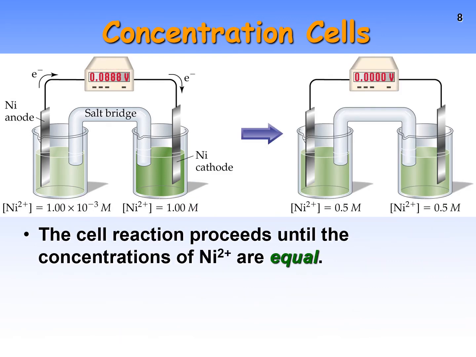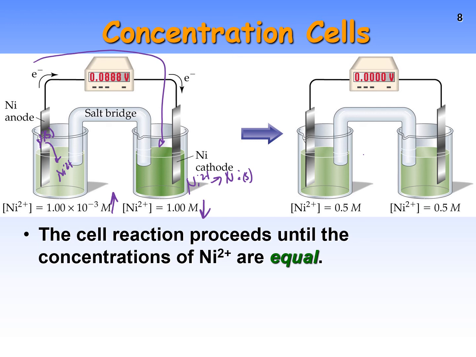So let's look at another scenario. Eventually what's going to happen is, as these electrons move into the cell, the nickel 2+ in the solution is going to turn into nickel solid. So this concentration is going to go down as this reaction continues to happen. And at the same time, nickel is going to go to nickel 2+. So we have nickel solid here moving into nickel 2+. In other words, this concentration is going to be coming up.